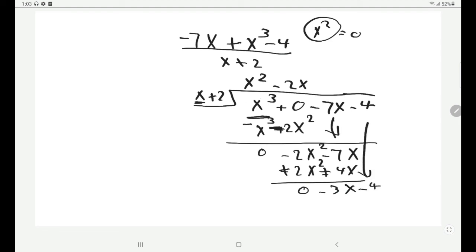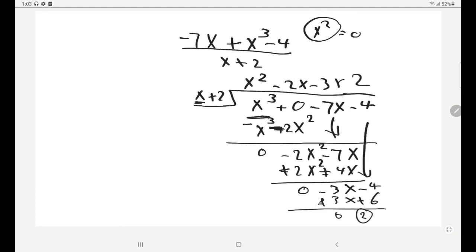Then you do it all over again. Negative 3x divided by x is negative 3. Then negative 3 times x is negative 3x. Negative 3 times 2 is negative 6. Then you change the sign in order to subtract. So this one becomes 0, and this one is 2. So your remainder is 2.